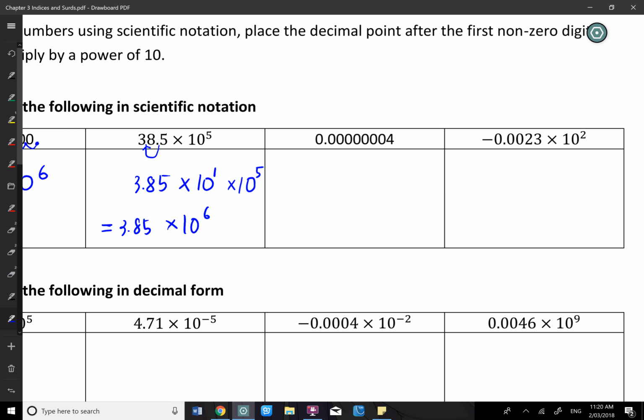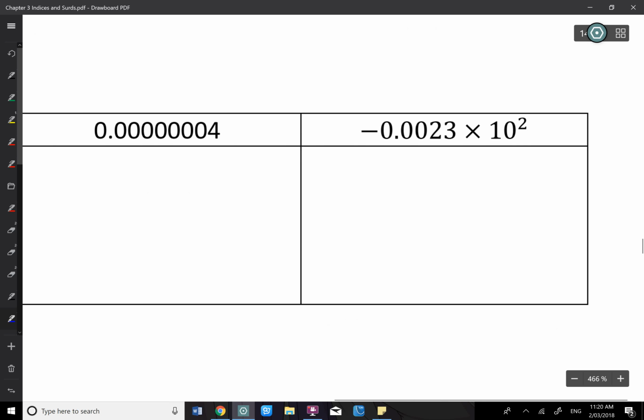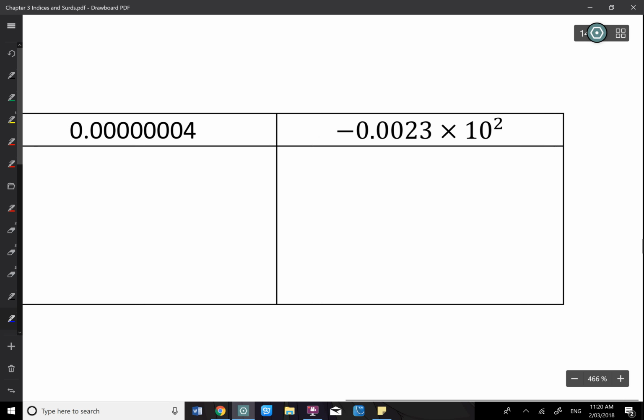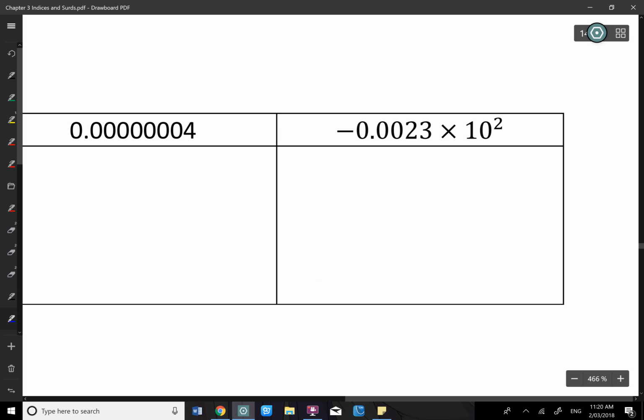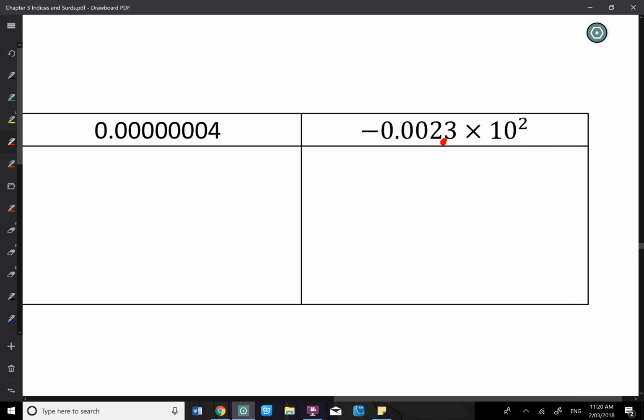Okay, for the next one, let's have a look at this one. I'll skip that, that's an easy one. Let's have a look at this one. This is negative 0.0023. Okay, my decimal needs to be here, after the first non-zero digit. So after 2, it needs to go there. So how many times do I need to move it? 1 time, 2 times, and 3 times. I need to move it 3 times.